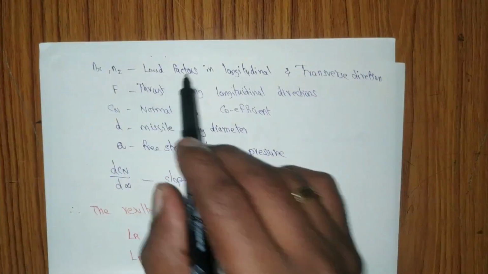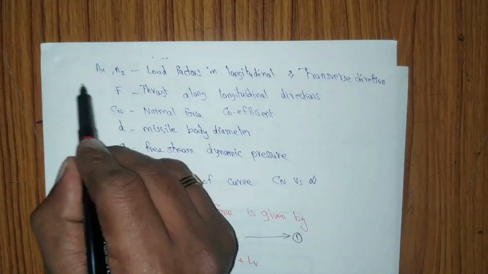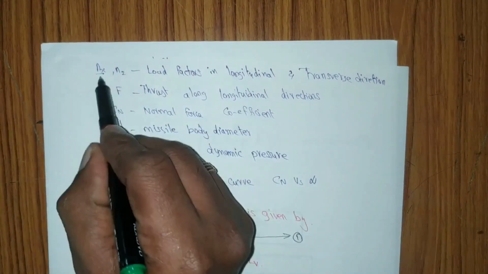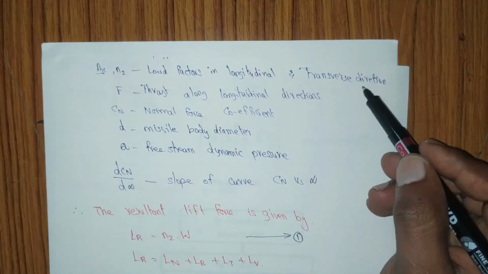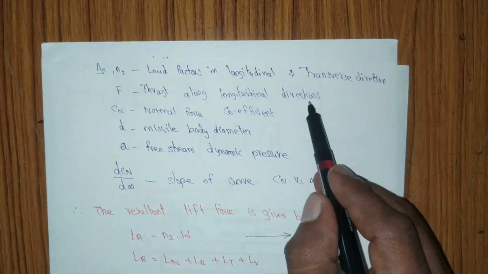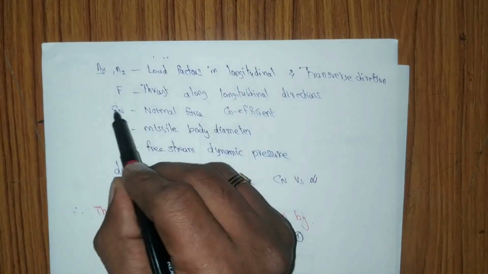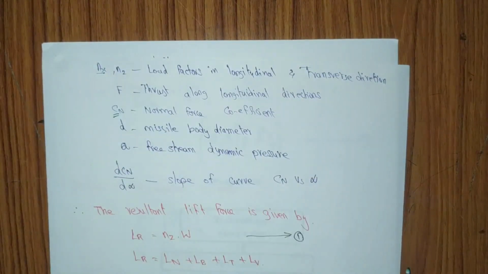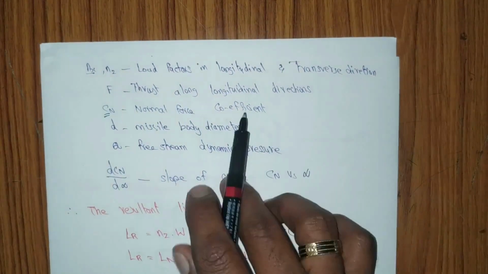This will be the load factor in the longitudinal and transverse directions. X direction is the load factor in the longitudinal axis. Z is the transverse direction axis. So F is the force along the longitudinal axis. Cn is the normal force coefficient. So we are calculating everything in terms of coefficients. So we are focusing on Cn, equal to the normal force coefficient.